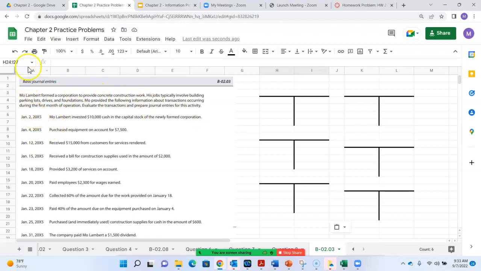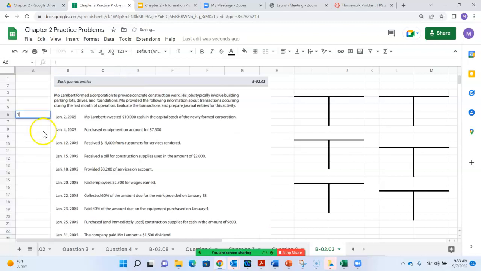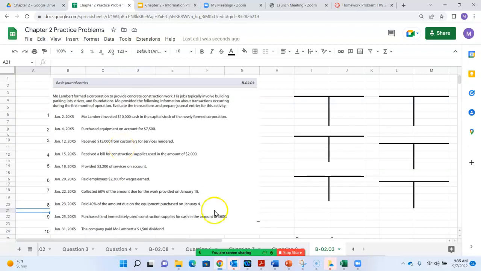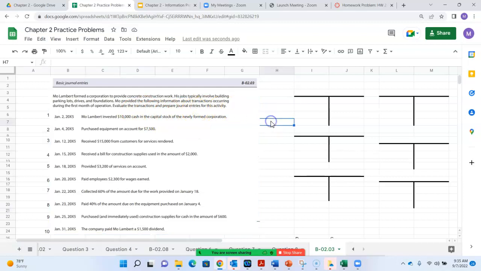Okay, so we've got our first one. And I'm going to just number these off to the side so it's a little bit easier. So we've got one. Okay, so we've got all of our transactions and the corresponding number. So what I recommend, even though this suggests, hey, just jump straight to the journal entries, I still encourage you to first use the T accounts. So Mo Lambert invested $10,000 cash in the capital stock of the newly formed corporation. So we've got cash, and let's put common stock over here.